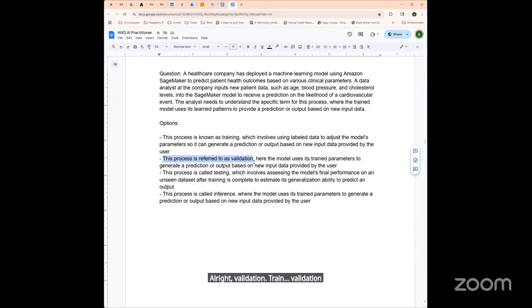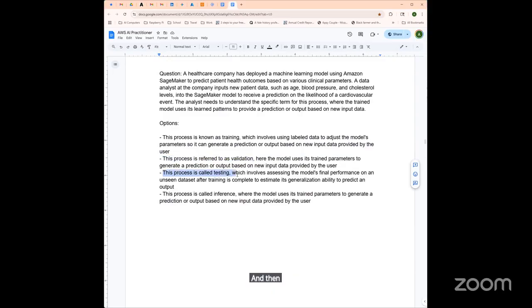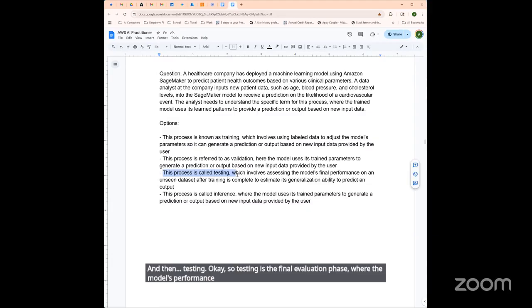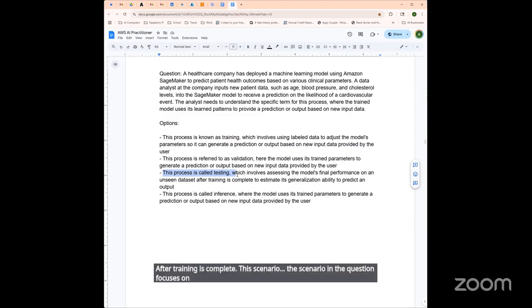All right, validation. Validation is used to evaluate and fine-tune the model during the training process. So it checks the performance on a validation set. This is after the fact, right? Since this scenario involves using the model to predict outcomes from new input data rather than evaluating or fine-tuning it, validation is not correct. And then testing. Testing is the final evaluation phase where the model's performance is assessed on unseen test data after training is complete. The scenario in the question focuses on generating predictions from an already trained model, not testing its performance.